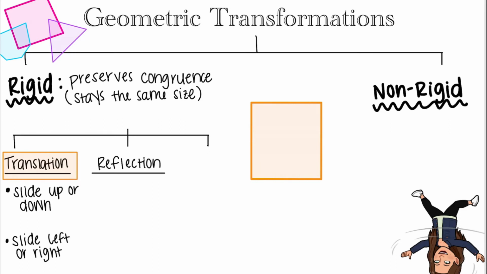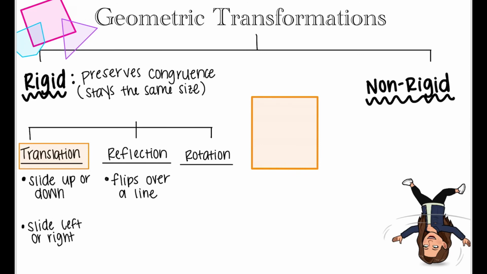A reflection just means that the object has been flipped. And the final type of rigid transformation is called a rotation. A rotation simply spins the shape around a certain point.